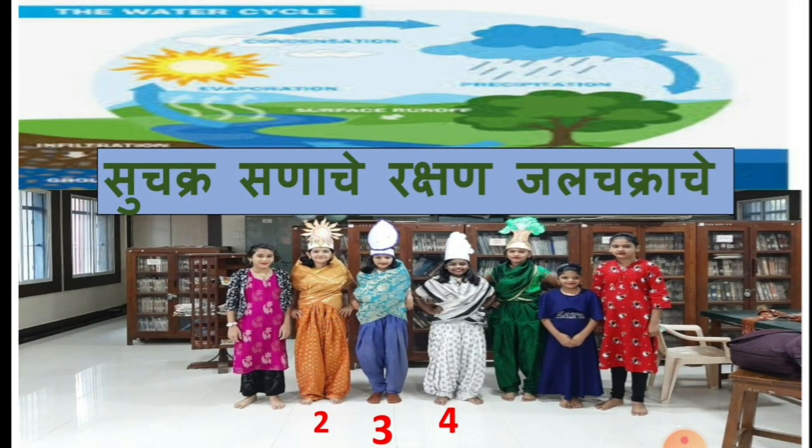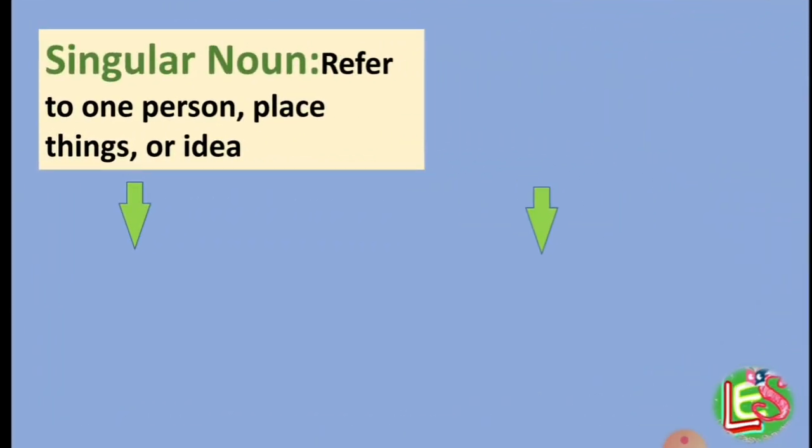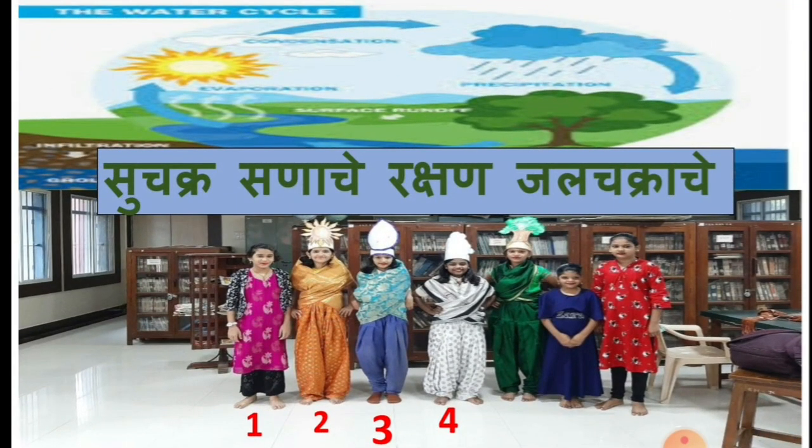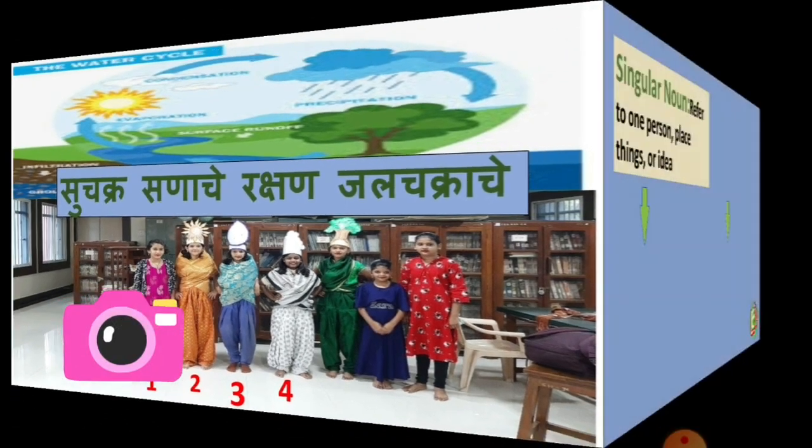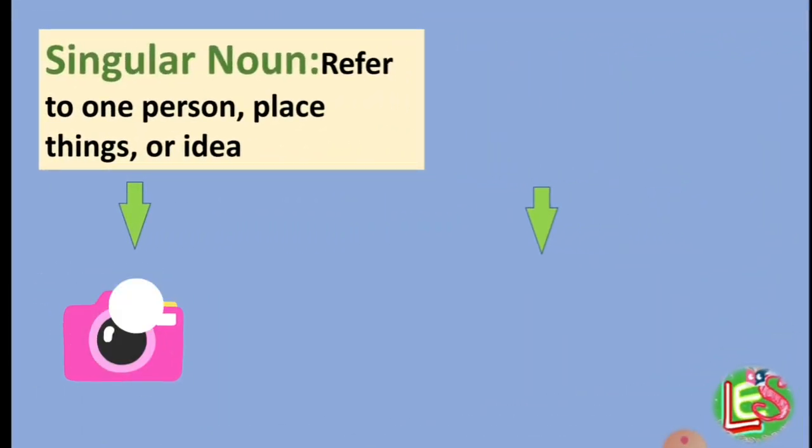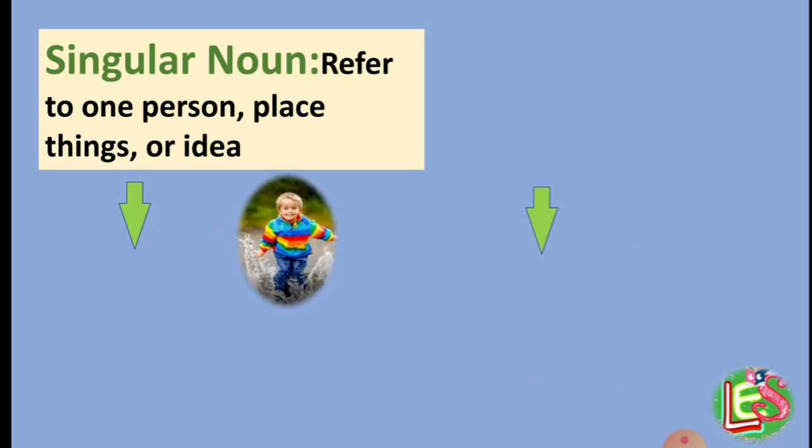If you observe the picture, there is a group or a team of girls. But how many girls are there? 1, 2, 3, 4. Observe it again. 1, 2, 3, 4, 5, 6, 7. There are 7 girls. We can count them. But there is a type of noun which is known as a singular noun. Singular noun refers to one person, place, thing, or idea.